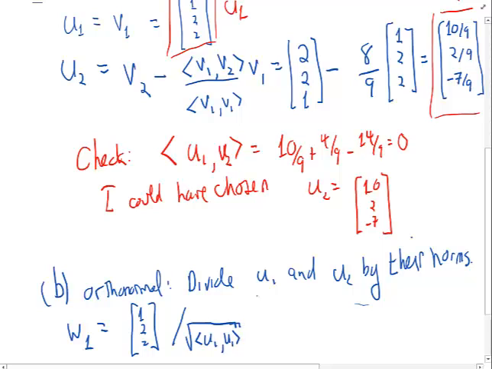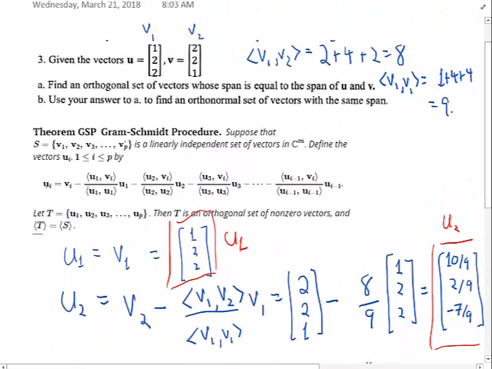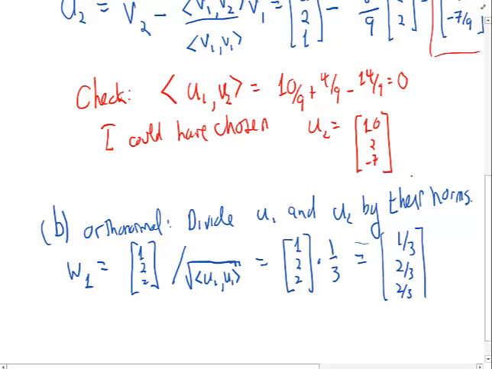Now I already found the inner product of u1 with u1, which is the same as v1 with v1, and that's 9. So that's giving me 1, 2, 2 times 1/3. I kind of wrote this informally. What this means is times 1/3. So that's going to give me 1/3, 2/3, 2/3. That's the first one. So that's going to be my first orthonormal vector.